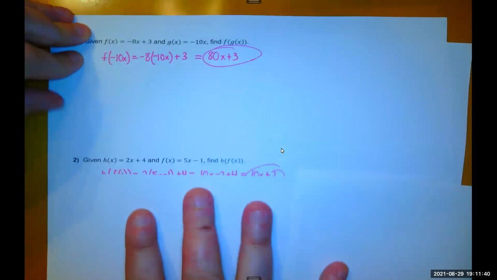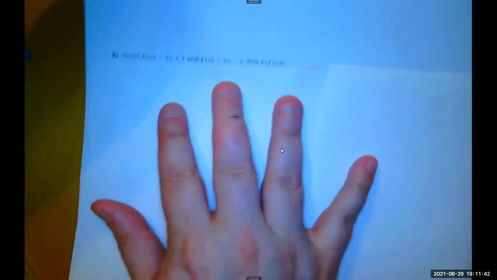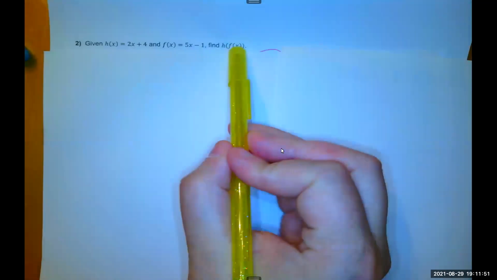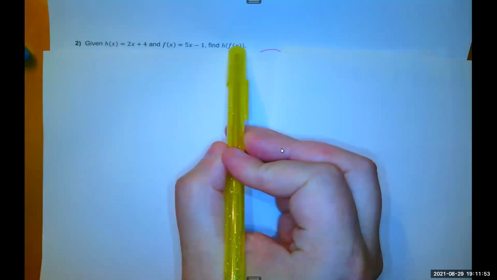Second example, we have h and we have f, and it says find h of f. So f of x, which is 5x minus 1, that's going to go into h in the x spot. What does that look like? That looks like this.